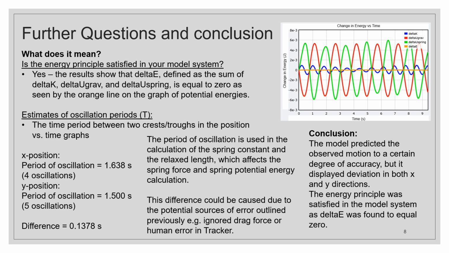For the conclusion, the model predicted the observed motion to a certain degree of accuracy, but it displayed deviation in both x and y directions. The energy principle was satisfied in the model system as delta E was found to equal 0.